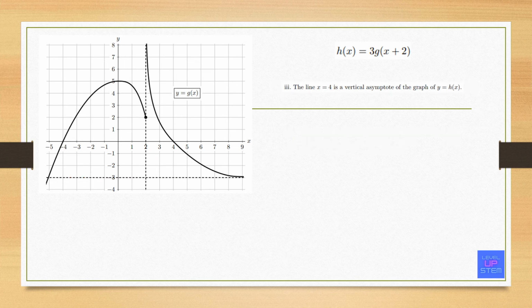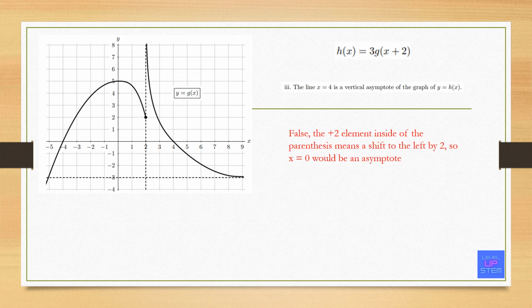And we have the line x equals 4 is a vertical asymptote of the graph of y equals h of x. And again, this is also false. It's a little tricky. When it's a positive inside the parentheses, that means that it actually shifts to the left, not to the right. I know it's a little counterintuitive, but it would actually shift to the left in this case. So x equals 0 would be our vertical asymptote on that new graph.